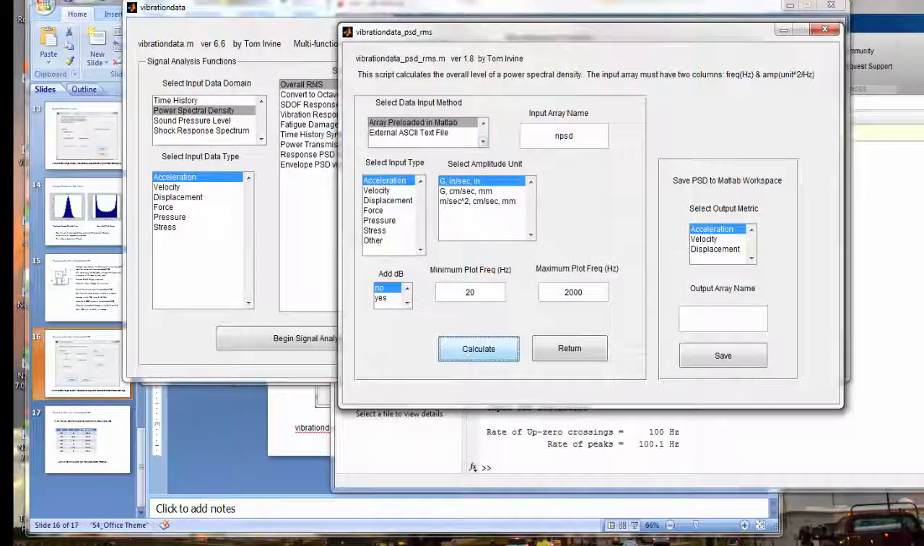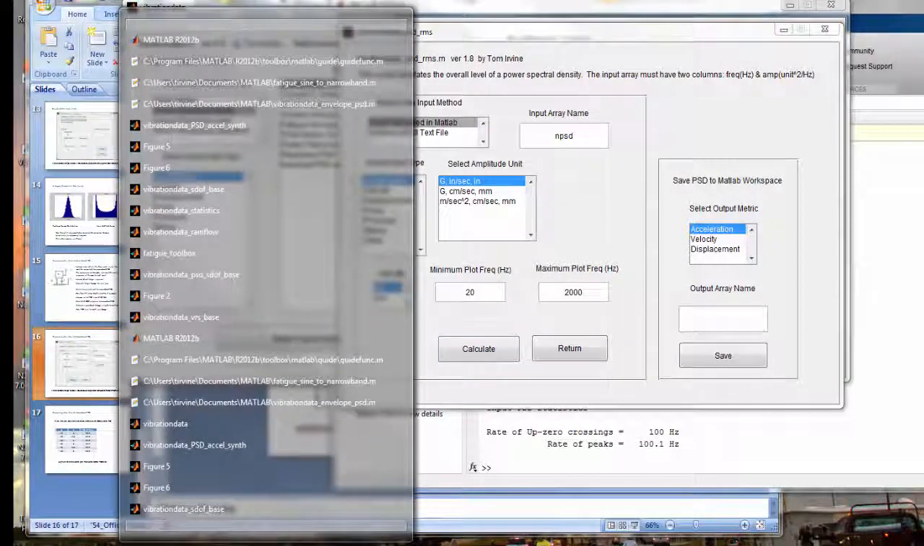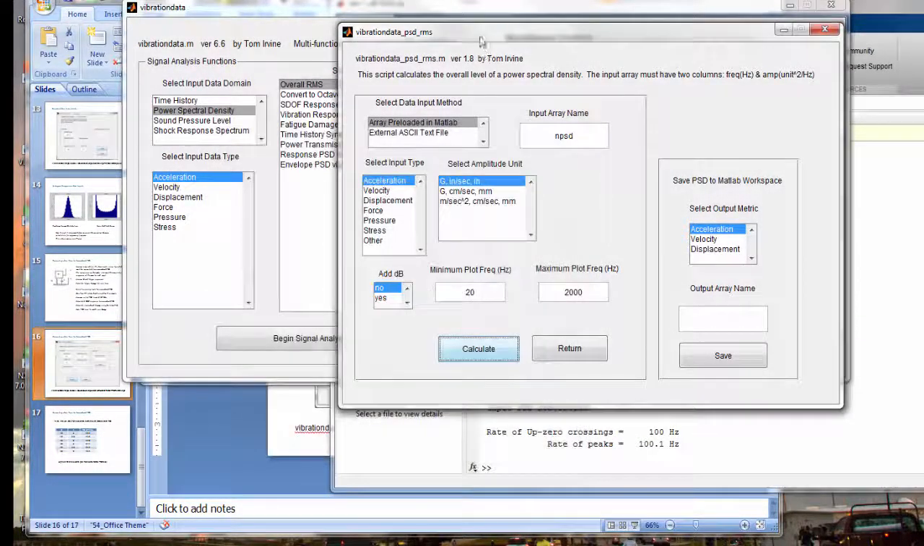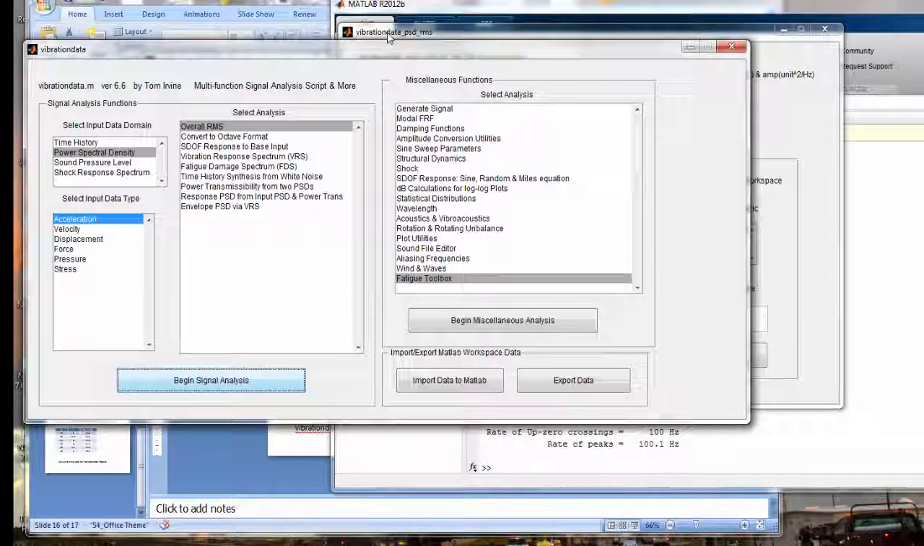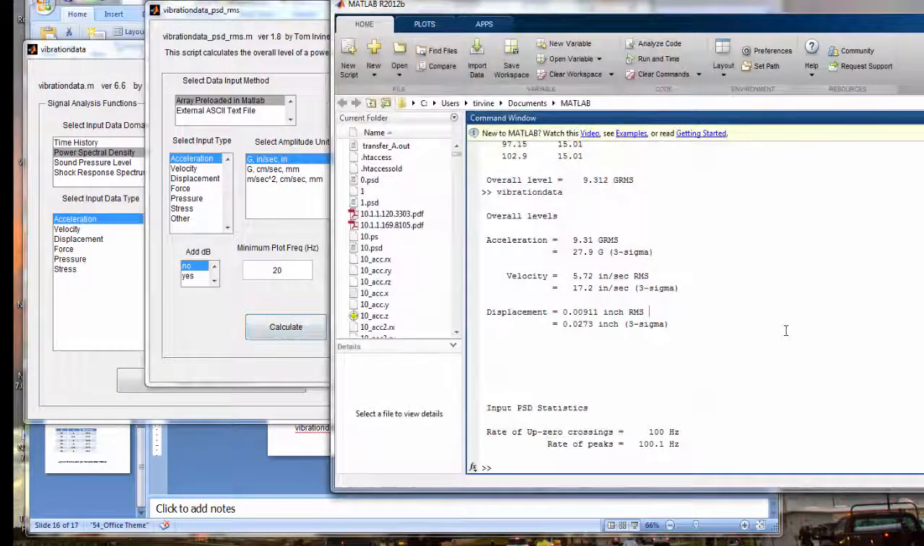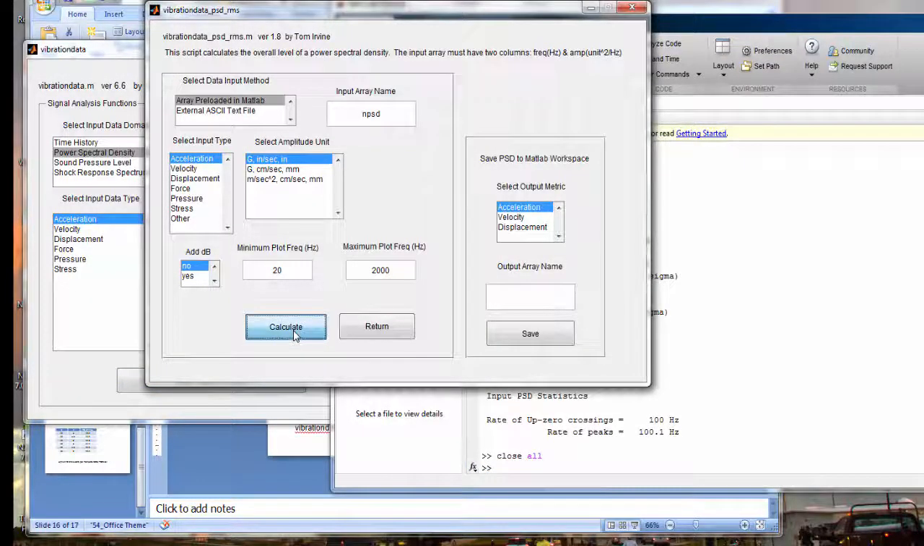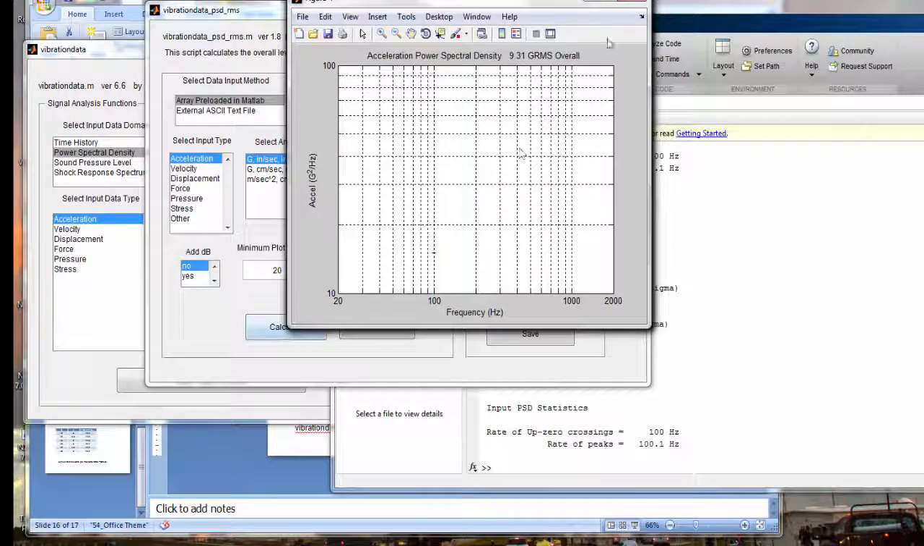We'll ignore all the plots except the acceleration PSD. And where did that go? So what I need to do here is, first of all, close out all the other plots. So let's do close all. That'll get rid of all the other plots. Let me replot this. Calculate. Let's get rid of figure 4. Okay, here it is. This is the figure we want. This is our 9.31 GRMS.